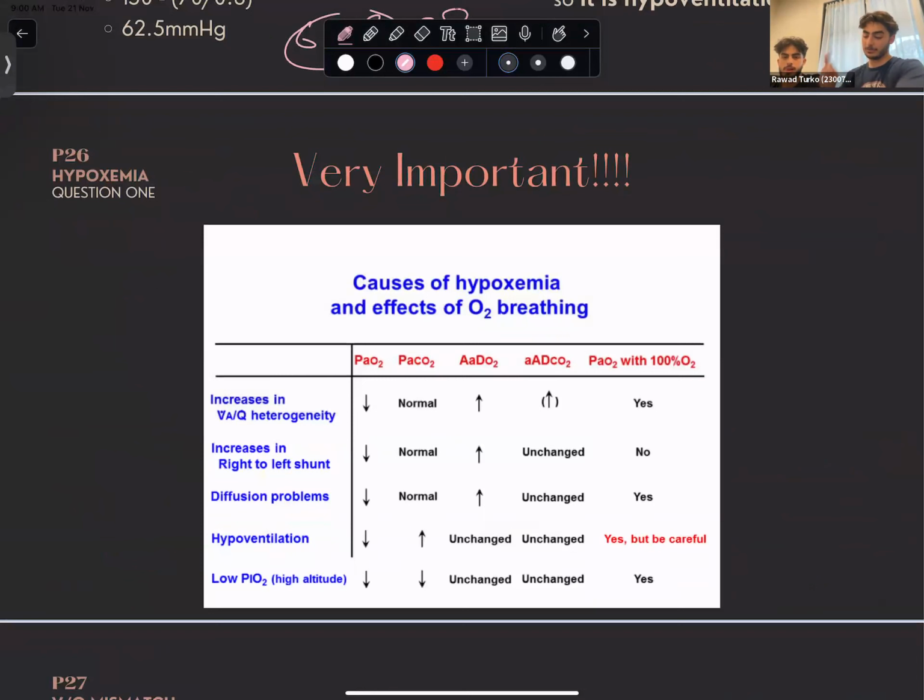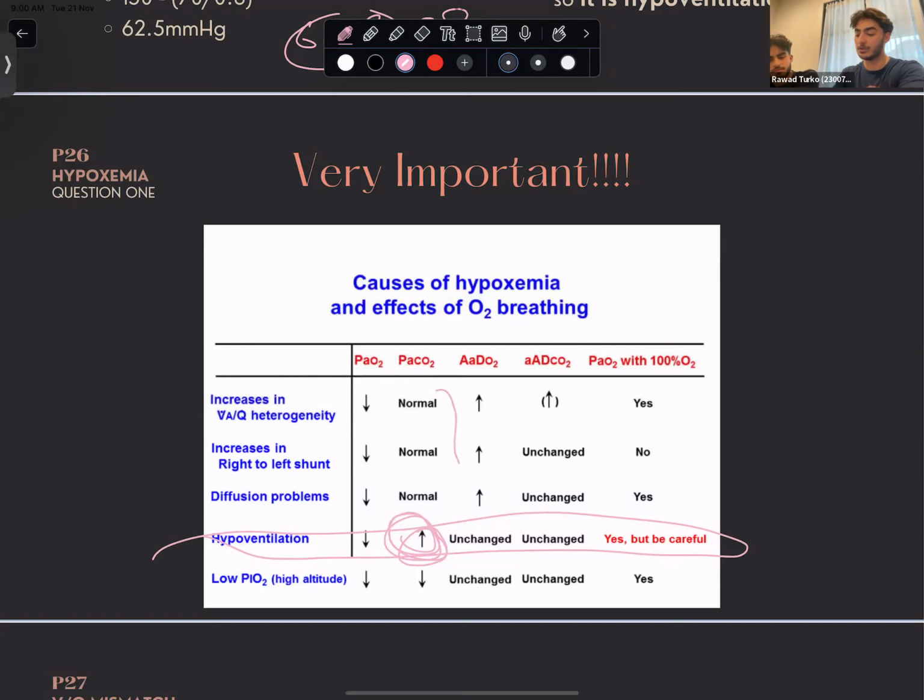Okay. So using this table, what we see here is obviously these are all decreased arterial oxygen, but what we also have is increased PaCO2, right? Increased right here. So it could only be hypoventilation. If it was normal PaCO2, then it would be one of these three things, and then it might be right to left shunt. The diffusion problems also you would have a normal PaCO2. The fact that you have an increased PaCO2 while at the same time having unchanged A-a difference, that's telling you it's hypoventilation. Does that make sense?